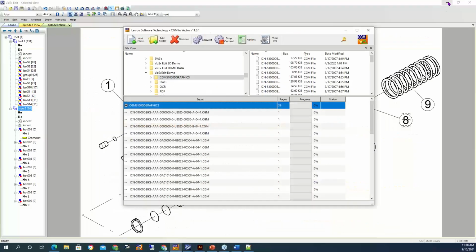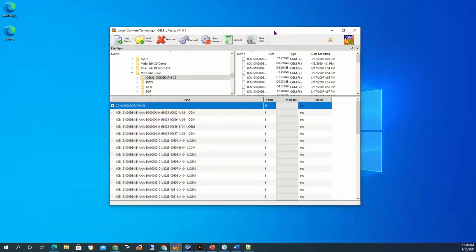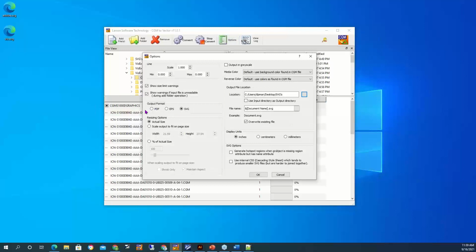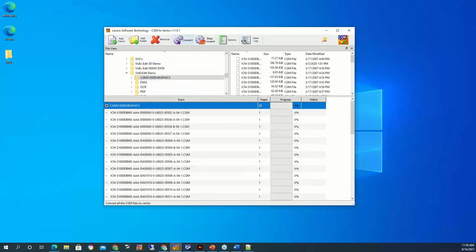I can just put that into the background so we can see the interface a bit better. So here I've just brought up a folder. I brought up the famous bike data, the CGMs of the S1000D bike. And what I can do is choose to convert these all at one time to SVG. We call it CGM to vector because we also support PDF and EPS, but predominantly nowadays, people are using it for SVG. I've created a folder on the desktop where they'll all go, so I can pull that over onto here. So they're all going to go into this folder. Everything looks good, so I'm just going to say convert.